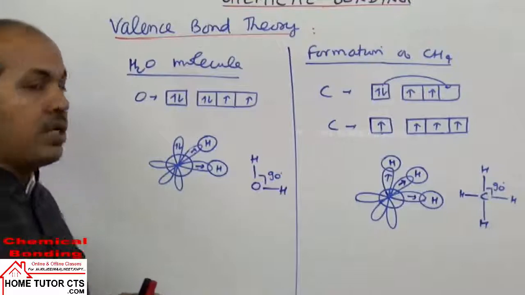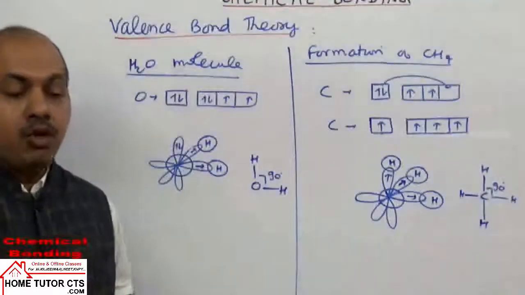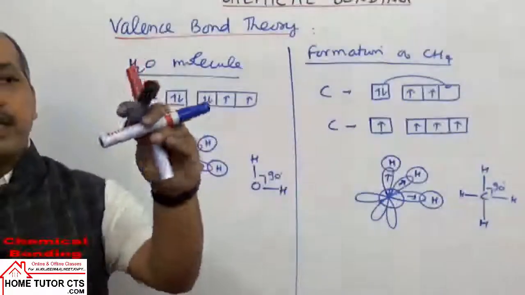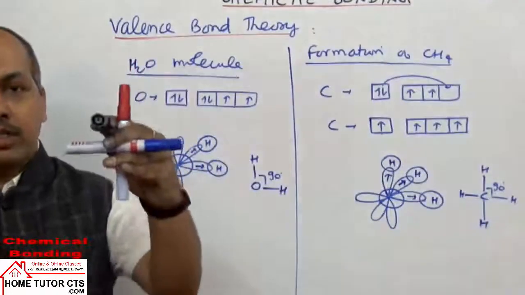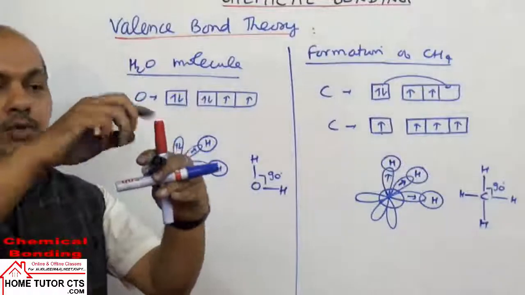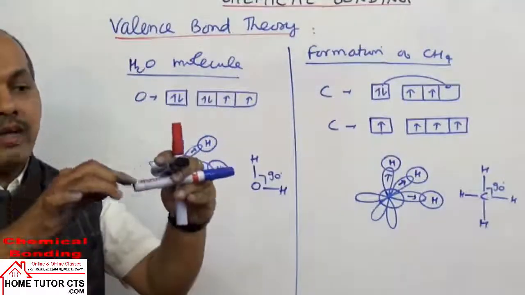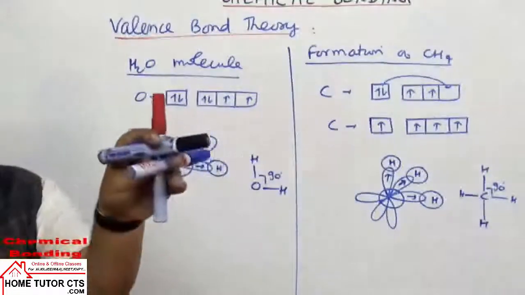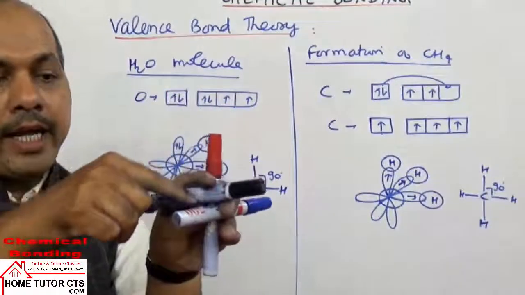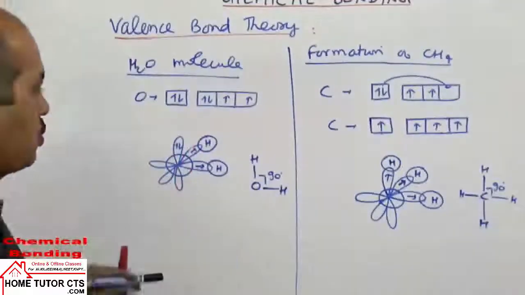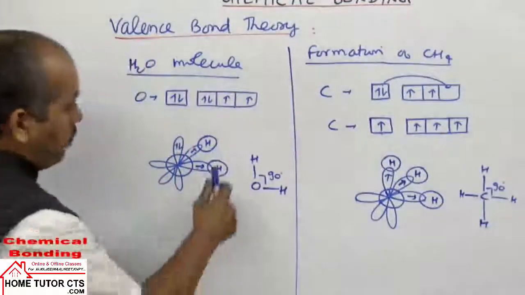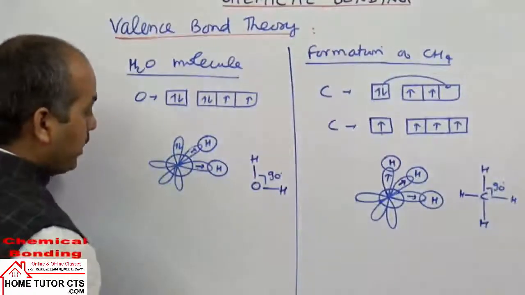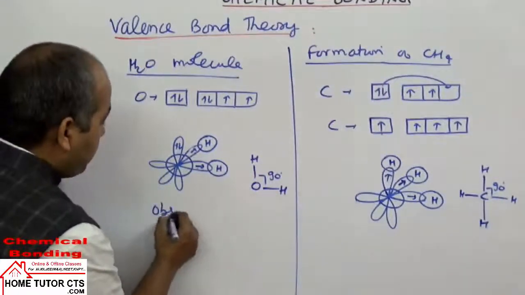We know that the three p orbitals are mutually perpendicular. Of the three, one has a lone pair, and these two have unpaired electrons. So they form one sigma bond here, one sigma bond here. So what is this angle? 90 degrees. So if this is true, then the HOH bond angle should be 90 degrees. But what is observed?